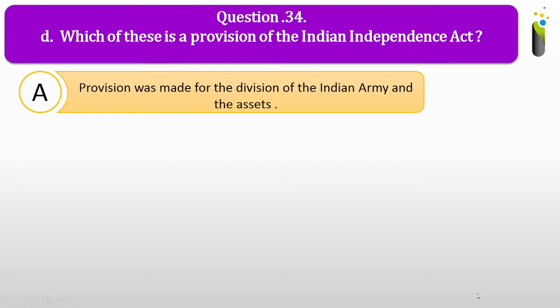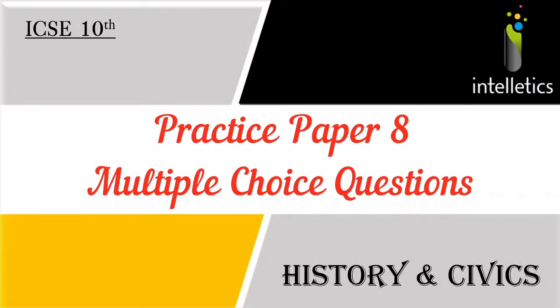So the correct answer is A. Okay, so the provision was made for the division of the Indian Army and the assets as per the Indian Independence Act. So friends, this was the last paper for the day.